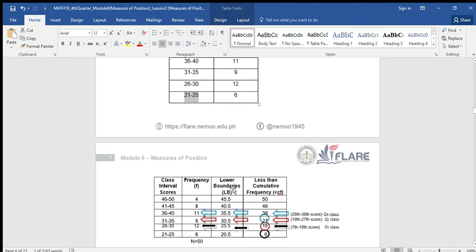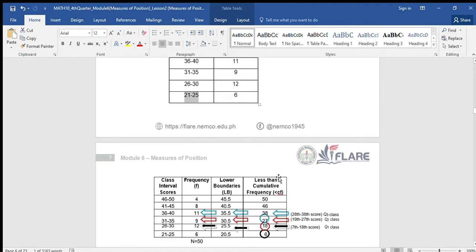Now, if we are going to talk about the lower boundaries, we just have to subtract 0.5 or 1/2. So 46 minus 0.5 is equal to 45.5. 41 minus 0.5 is equal to 40.5. Same with the others here. That is how we get our lower boundaries.